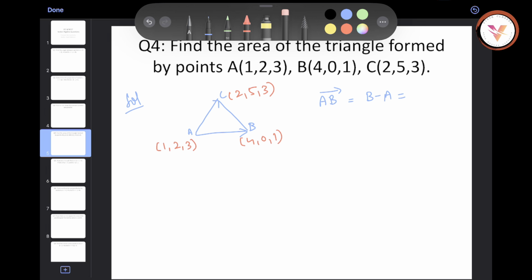4 minus 1, 3 I cap, 0 minus 2, minus 2 j cap, 1 minus 3, minus 2 k cap. And then the C vector, that means C minus A. C is 2 minus 1 is I cap, 5 minus 2 is 3 j cap, and 3 minus 3 is plus 0 k cap.